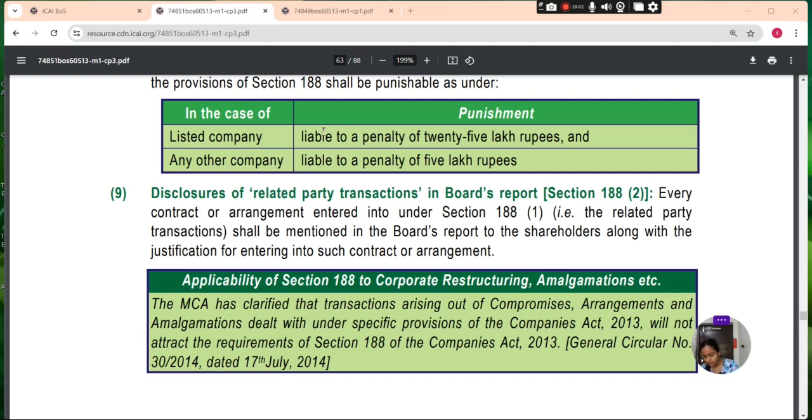What will be the applicability of section 188 to the corporate restructuring, amalgamation etc.? जो MCA है उसने clarify किया कि जो भी transaction arise हो रहे हैं out of the compromises से, arrangement से या फिर amalgamation dealt with under specific provision of the Companies Act, will not attract the section 188 of the Companies Act. उसके बाद हम further पढ़ रहे हैं.